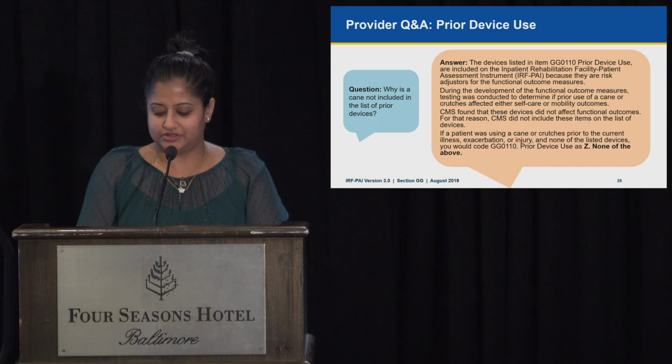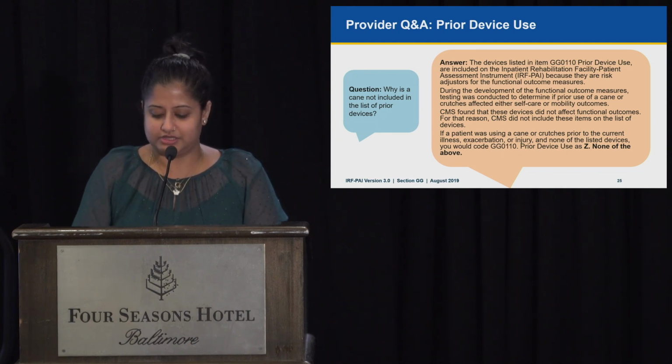During the development of the functional outcome measures, testing was conducted to determine if prior use of a cane or crutches affected either self-care or mobility outcomes. CMS found that these devices did not affect functional outcomes. For that reason, CMS did not include these items on the list of devices. If the patient was using a cane or crutches prior to the current illness, exacerbation, or injury, and none of the devices listed, you would code GG0110 prior device use as Z, none of the above.